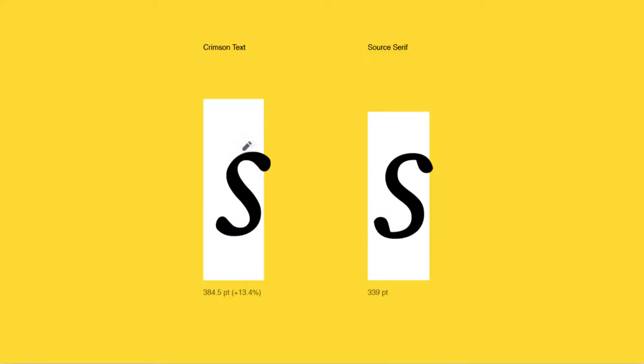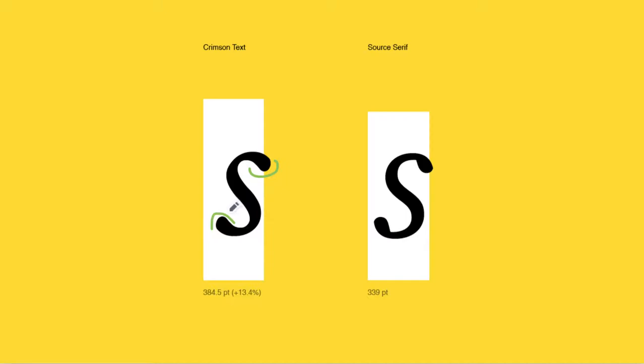Basically, again, it's the really consistent stress angle of the Crimson Text. It's really trying to maintain that system. There's a kind of a push up here and around, right? And likewise over here on this side.